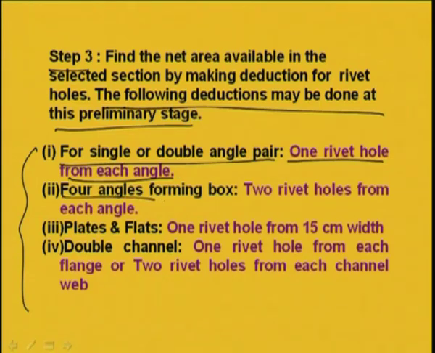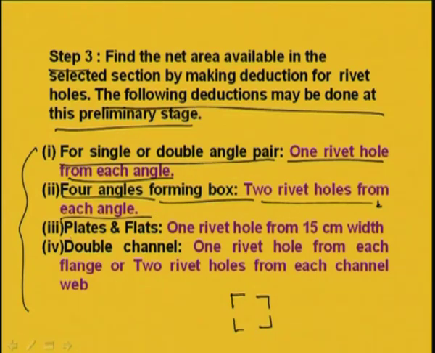In case of 4 angles forming a box, that means 4 angles like this, forming a box, then 2 rivet holes from each angle we can reduce.